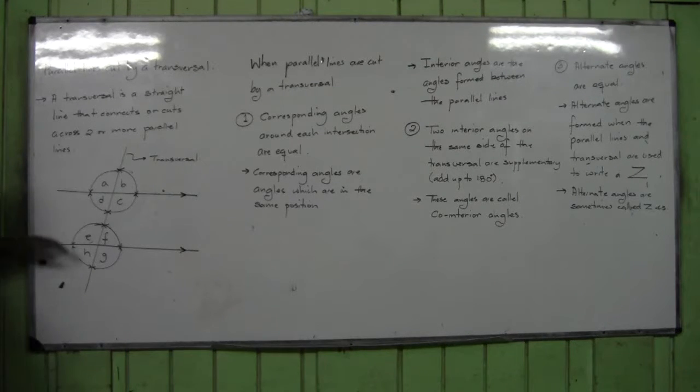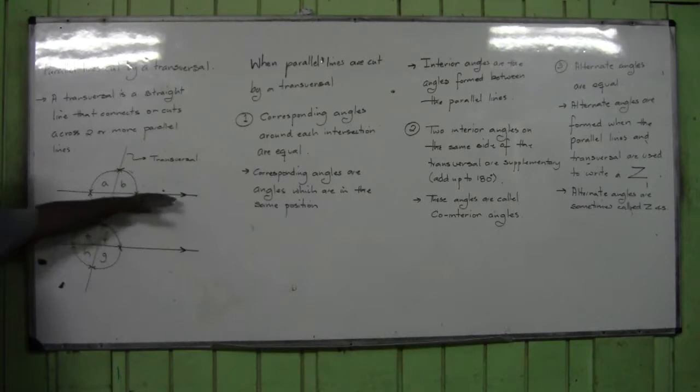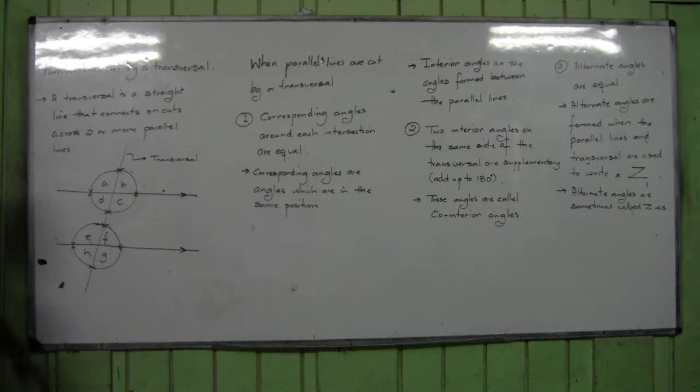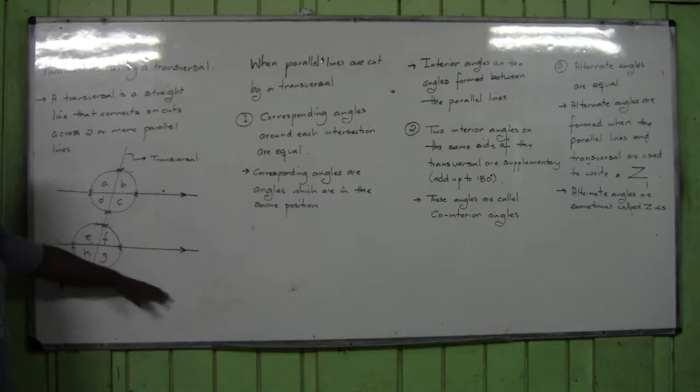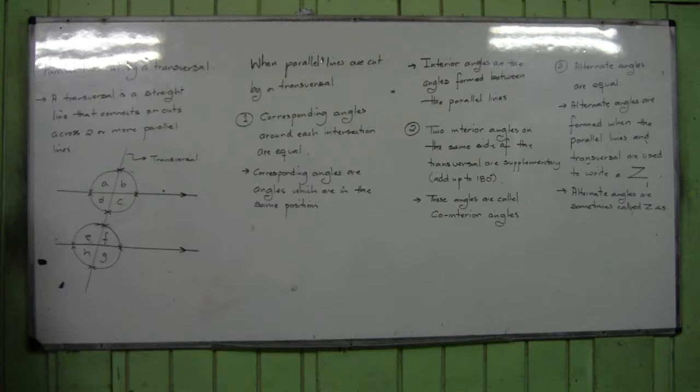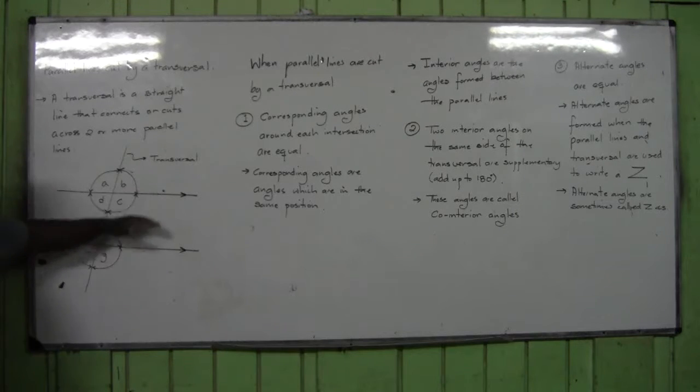Alright, so here we have two parallel lines. In mathematics, and in science as well, we represent parallel lines as straight lines with arrows on them. So if two lines have the same type of arrows on them, you know that these two lines are parallel.